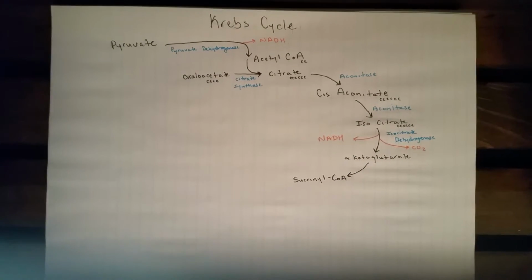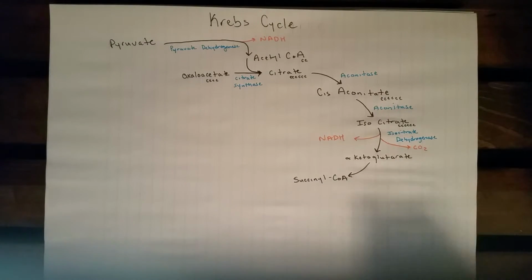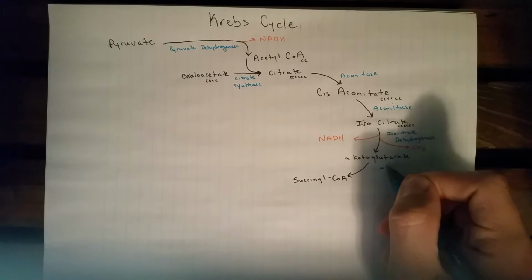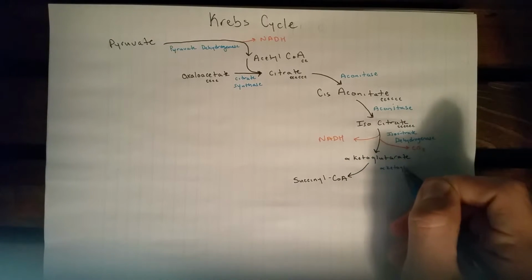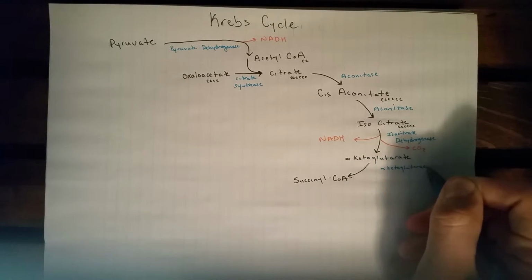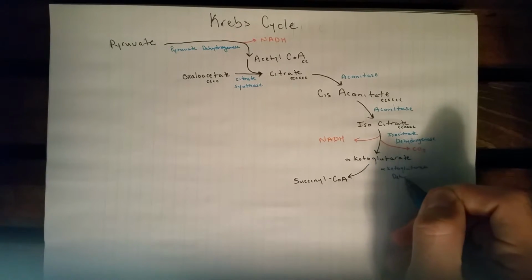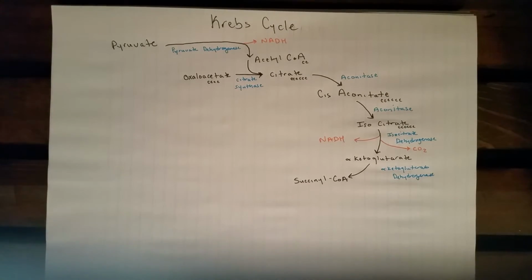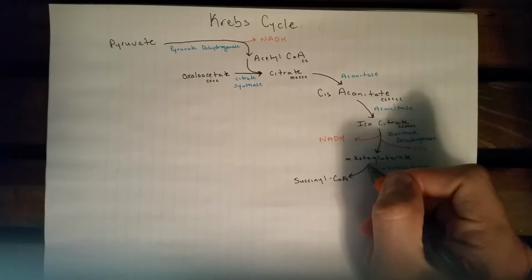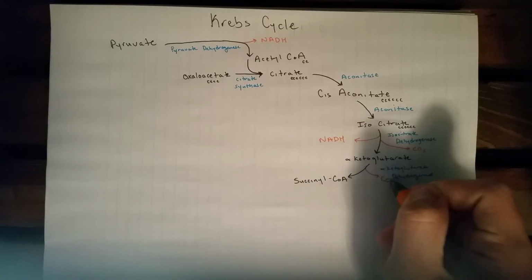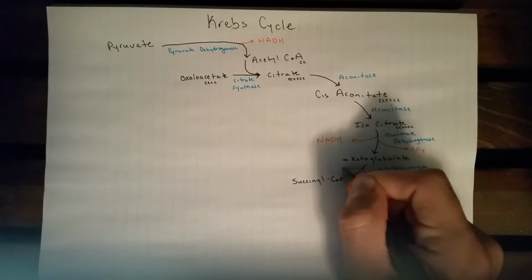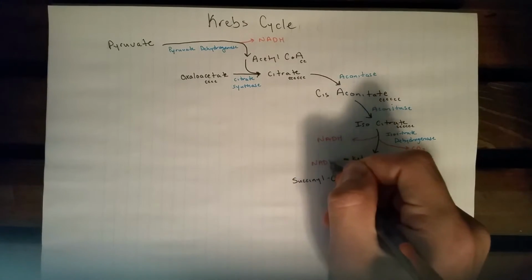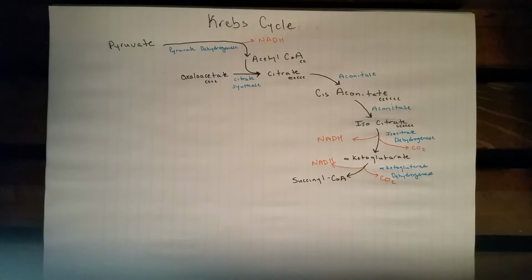Succinyl CoA, and the same thing happens here. This is an enzyme complex. This is an alpha ketoglutarate dehydrogenase complex, and the same thing happens as far as losses and gains. So we lose a CO2 and we pick up another NADH. Alright, so there we go.